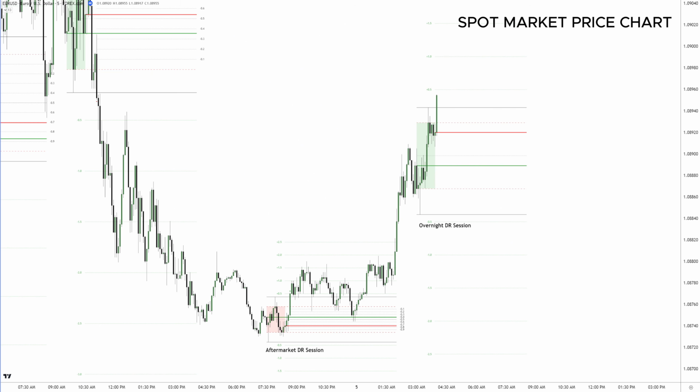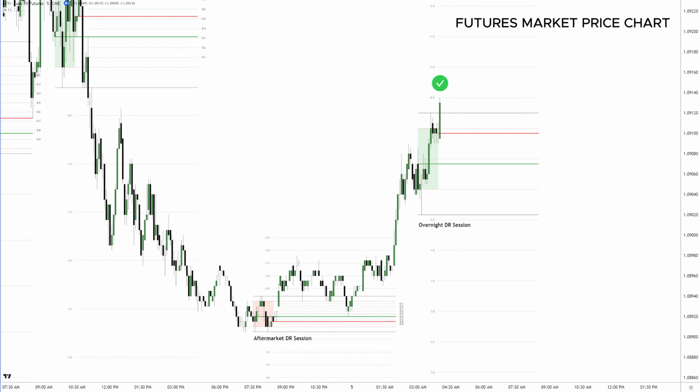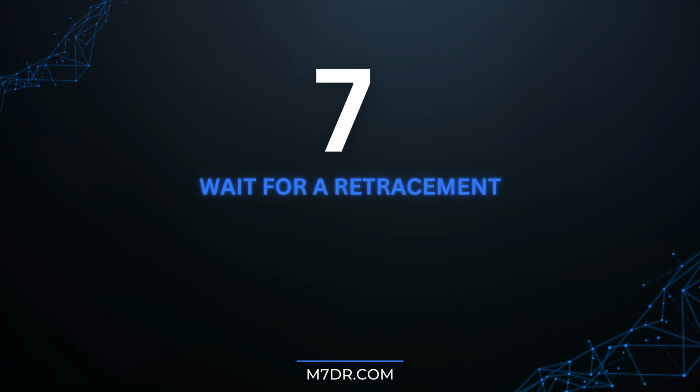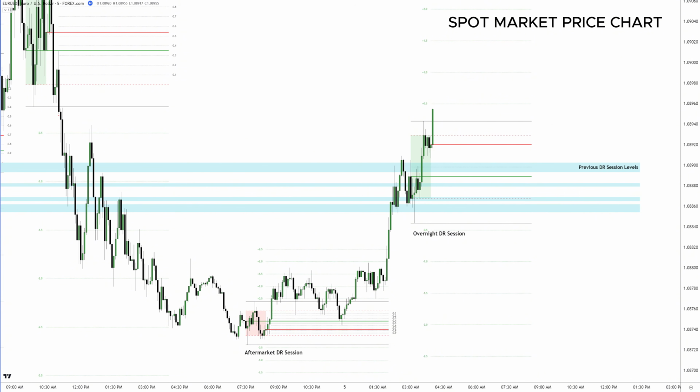This increases the probability for upside price movement during the rest of the session, especially with the green DR box and DR upside model being intact as well. Always double-check confirmations on the futures chart for added precision before moving forward. Step 7 is to wait for a retracement back into the defining range. After the confirmation, we wait for a retracement back into the defining range.